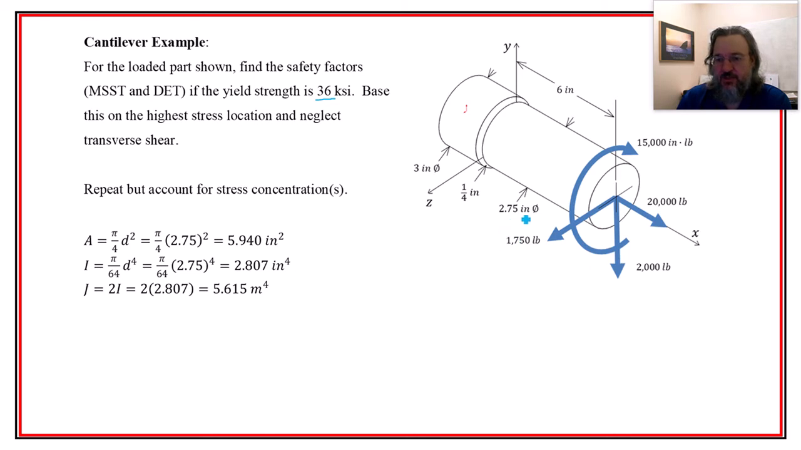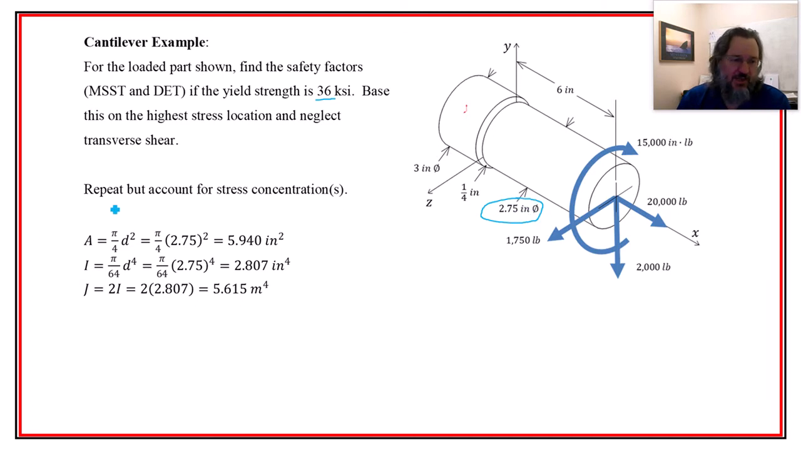It's 2.75 inches in diameter here, but it transitions to a larger piece that's 3 inches in diameter, and it's got a fillet of 1/4 inch. It's got this loading of 2,000 downwards, 1,750 over this way. It's got an axial load of 20,000, which is much larger than the other two, and then it's got a 15,000 inch-pound torque. We're going to highlight that this is what we're going to use for the nominal stress.